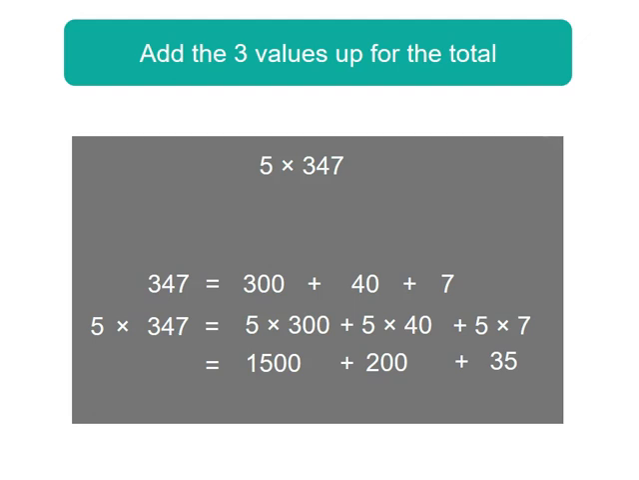Now let's add these together. I'm going to do it in parts. 1500 plus 200 is 1700. So again, I'm thinking of hundreds. And then I need to add on 35. 1735. So 5 multiplied by 347 is 1735.